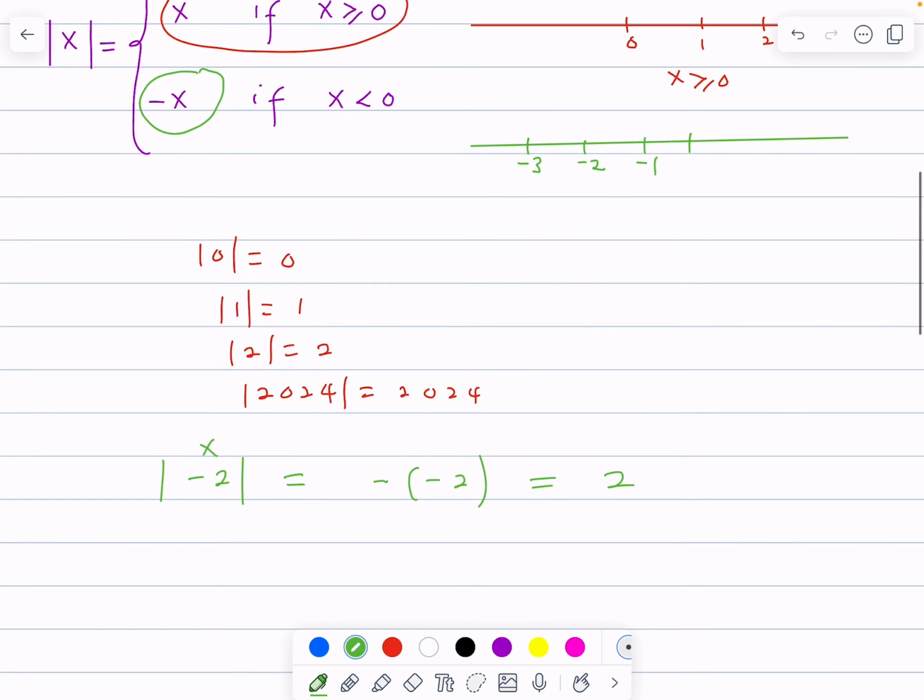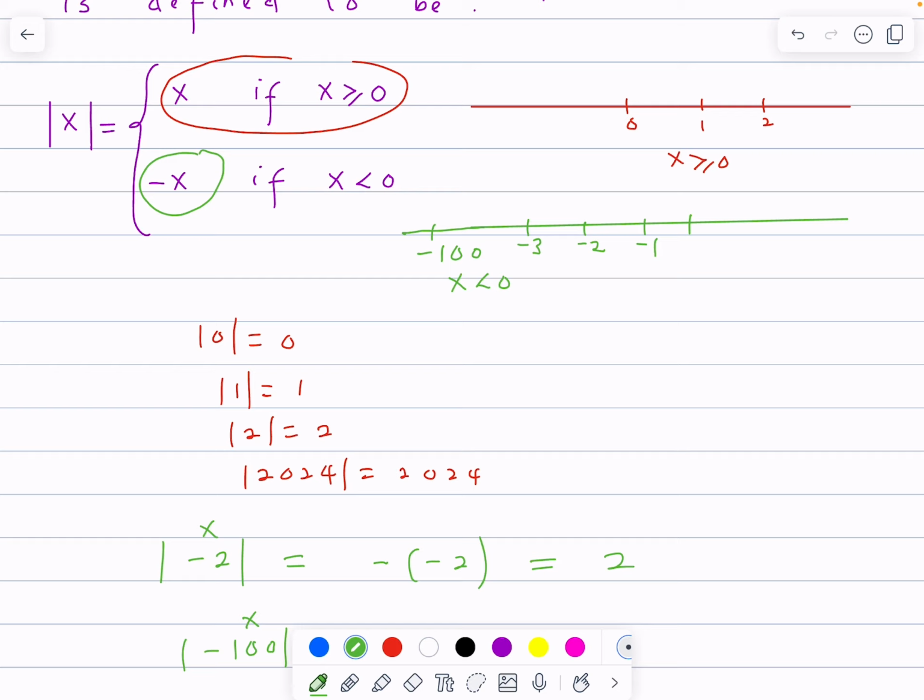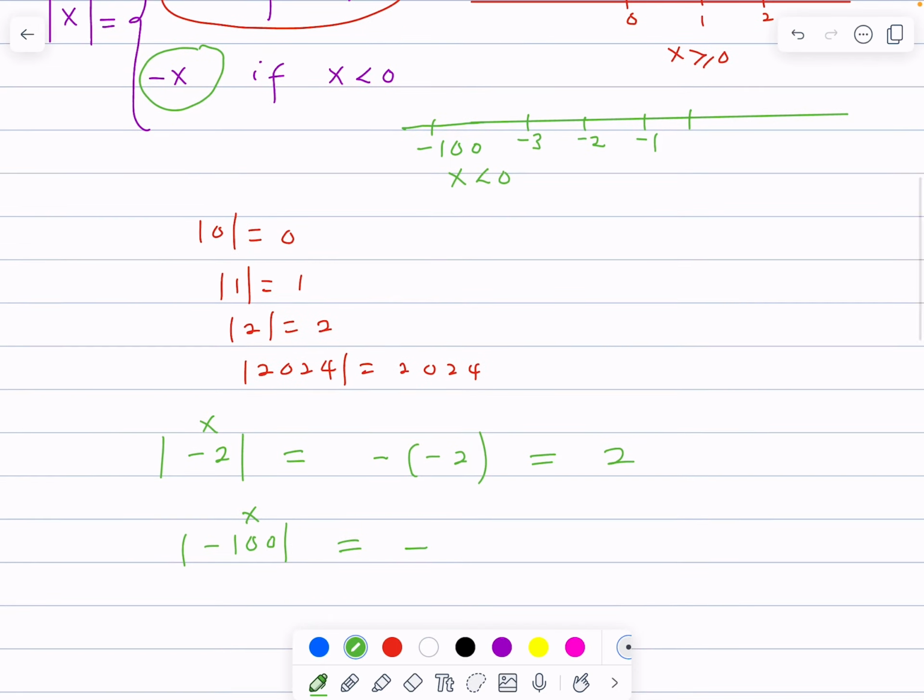Let me take another x that is less than 0. Let me take maybe negative 100. This is my x, less than 0. So the absolute value of my x, negative 100, using that second definition, the second part of the piecewise function, is just going to be negative of negative 100. And this is just 100.